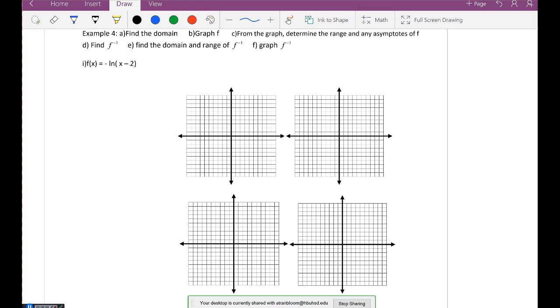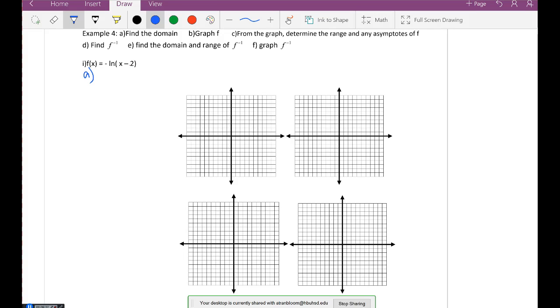Example 4, find the domain. That's letter A. Letter B, you're going to have to graph it all out. Letter C, from the graph, you need to determine the range and if you have any asymptotes at all. Letter D, find the inverse. Letter E, find the domain and range of your inverse. Letter F, graph B. That's a lot, right? Okay, let's start with A then.